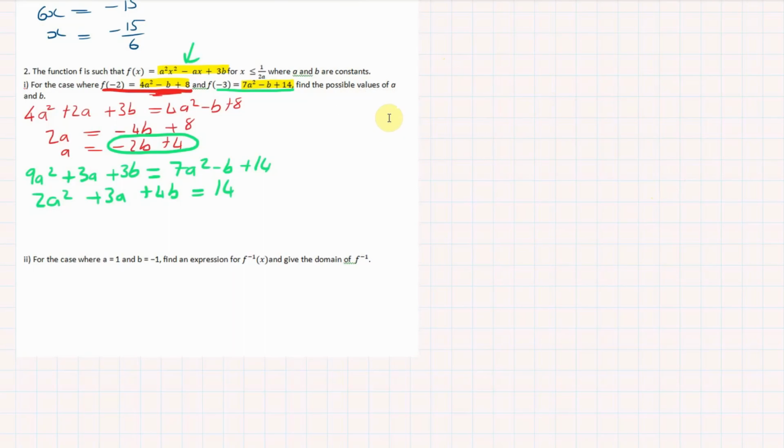Maybe what would be easier, instead of having the squares here, maybe if I work with this stuff here and change it so that b is the subject of the formula, I might be better off. Okay, so we could maybe go 2b equals 4 minus a, and so b is equal to 2 minus half a.